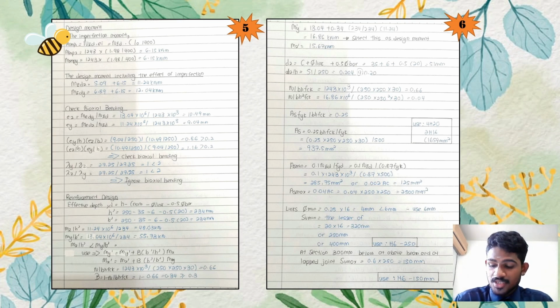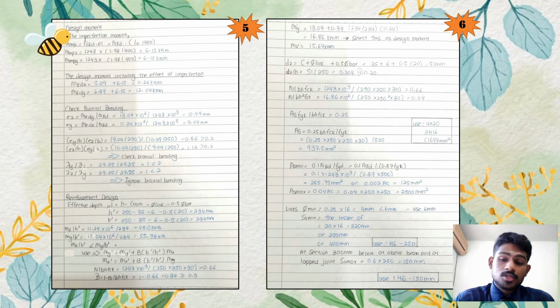Okay, for the check of biaxial bending. Okay, first you will get 0.86, which is more than 0.2, and also the second, ez per b times with ey per h.